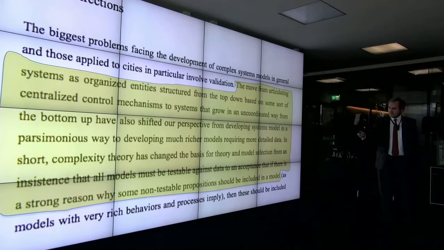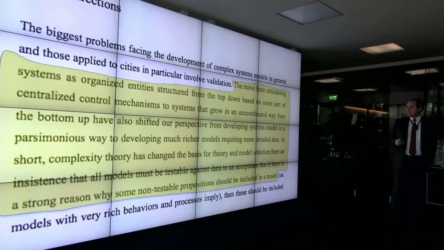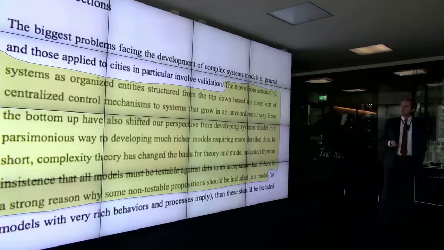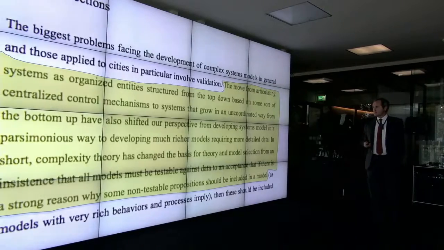But Michael Batty has really a lot of experience and is one of the leaders worldwide in this field. He comes to this conclusion that science and urban science and complexity urban science will develop in this direction.